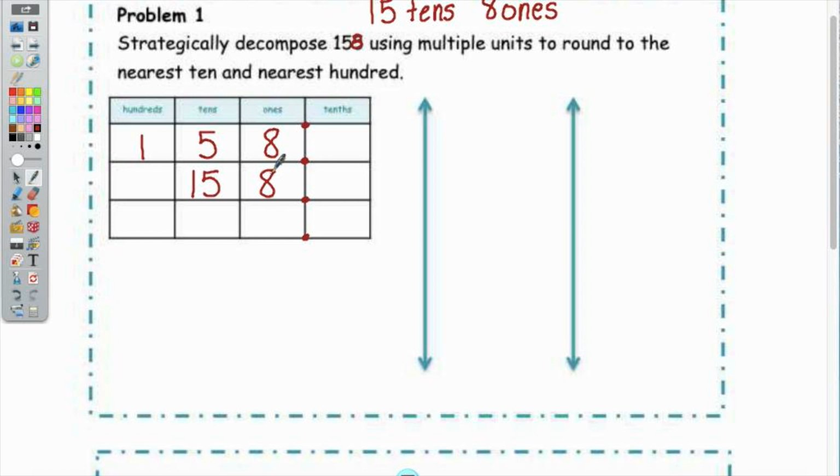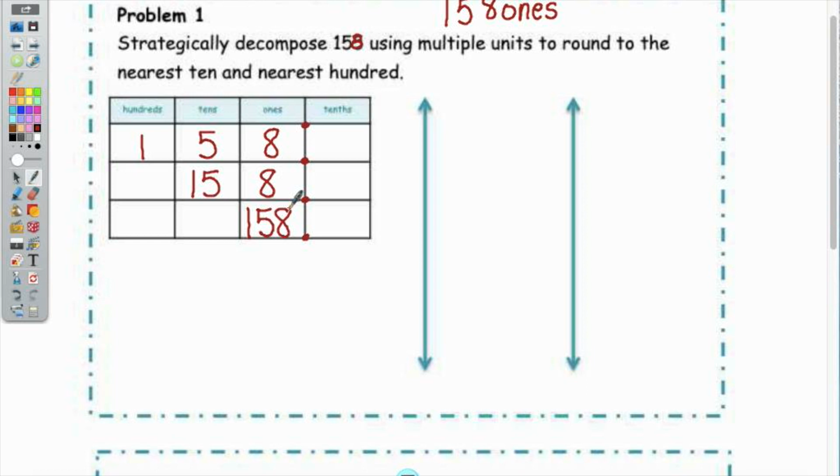So you probably know what's coming now, don't you? Yep. What if I got rid of the tens place? You would have 158 ones. I would have 158 ones. Okay? So then I would write them all in the ones place. Yeah. Okay? All right. So this is what it means to strategically decompose using multiple units. It just means let's write it a different way.